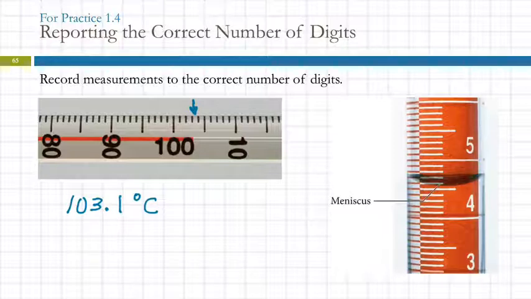That means we estimate the next place. So we find the meniscus here. This is 4, so it's 4 point something. So this is 4.5, and it's less than 4.6. We got 4.5. Those are the digits we're certain of. We're estimating, reading between the lines to see what the next place is.